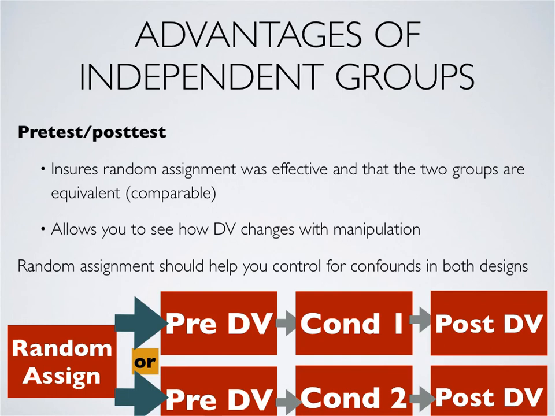The benefit of the independent group pre-test, post-test design is that it ensures that your random assignment was effective, right? It ensures that the two groups are comparable before you introduce your manipulation. Your manipulation would be the two levels of your IV, right? So that's the nice thing, right? You can say they're comparable. If somebody critiques you on that, well, you can say, no, I measured them beforehand and they were at equal levels of anxiety before my study.